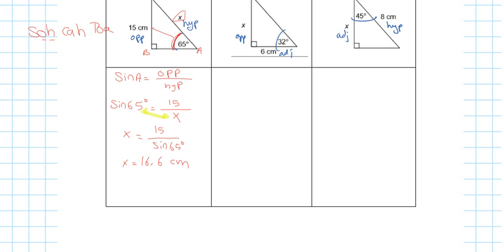Does it make sense that x is bigger than the other side? Yes, because that's my hypotenuse. Should I round, or can I keep it as 16.555? Sides have to be to 1 decimal place. 1 decimal. Right.